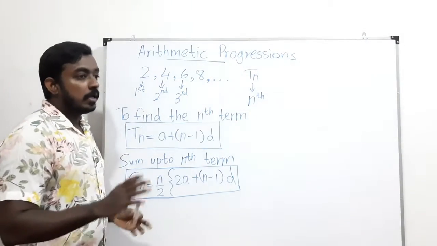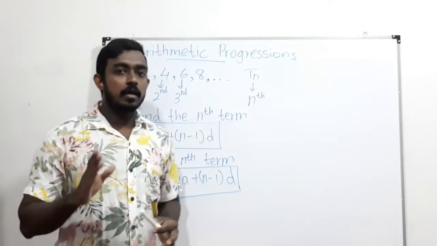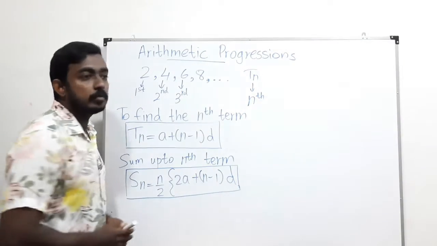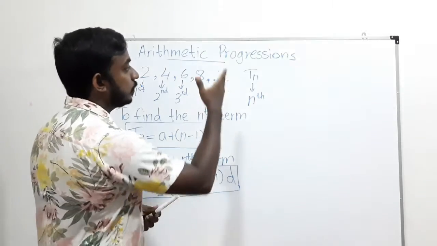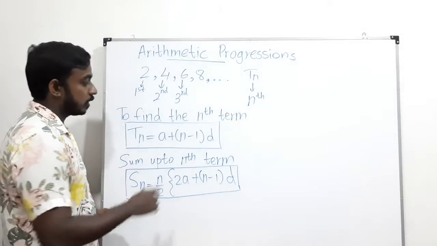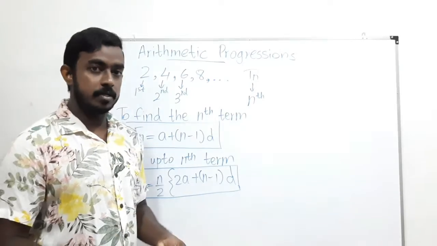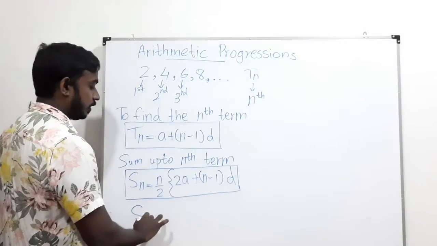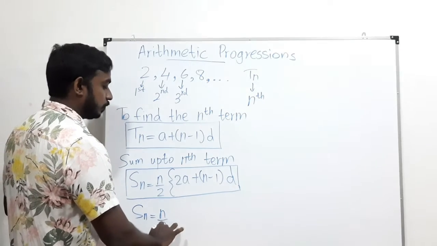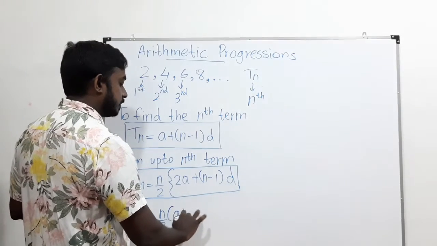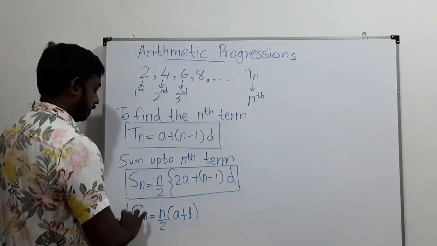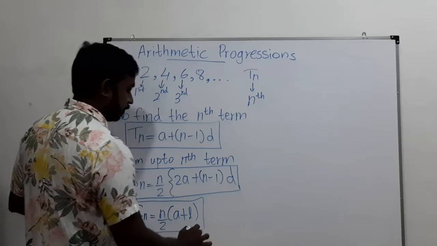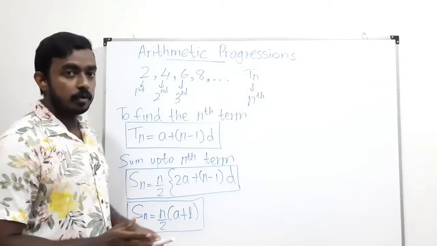And there's one more thing you have to remember. If they have given you the last term of this number pattern and you want to find out the summation, then you have to remember this formula: Sn equals n divided by 2 into a plus l. You have to remember this formula too.